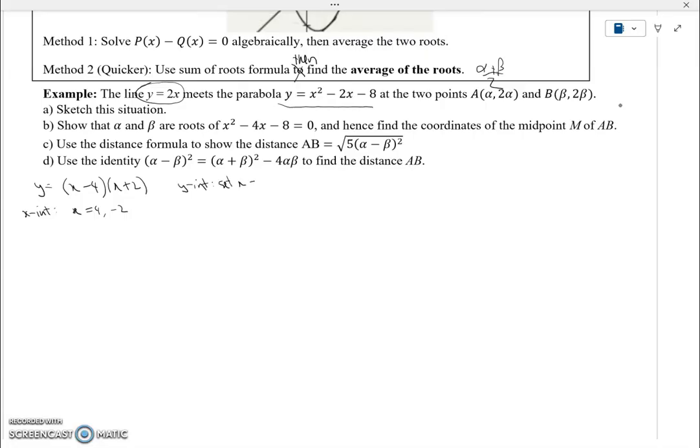Y-intercept: set x to be 0. I think it's easiest just to look at the original. If you set x to be 0, you get y equals -8. Vertex: the x value of the vertex is minus b over 2a. I'll look at the original again. Negative of -2 over 2 times 1, which, convince yourself, the x value of the vertex is going to be 1. And if you sub 1 into this equation, you can quickly see that y is going to be 1 minus 2 minus 8, which is -9. So the vertex is (1, -9).